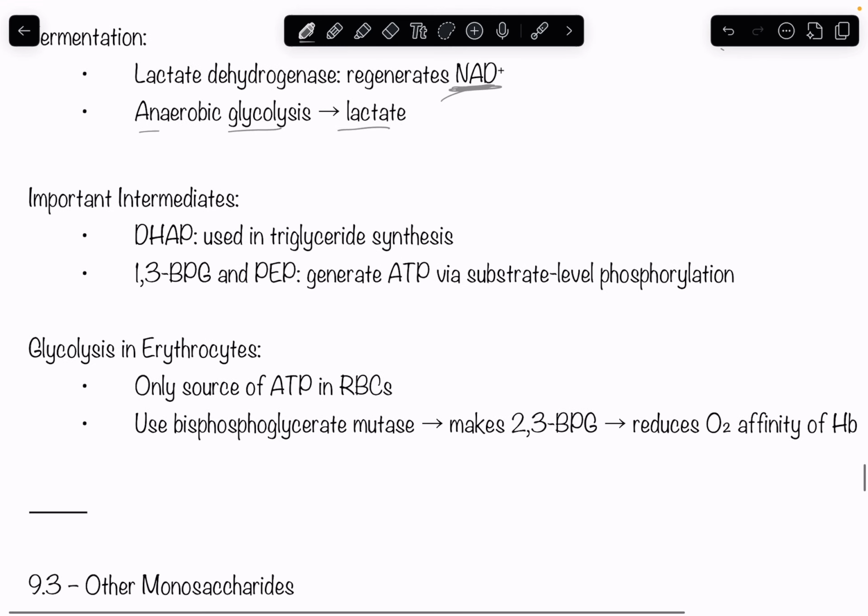So some more important intermediates, DAP is used in triglyceride synthesis, and then 1,3-BPG and PEP generate ATP, okay? Definitely important to know, and they generate ATP via substrate level phosphorylation.